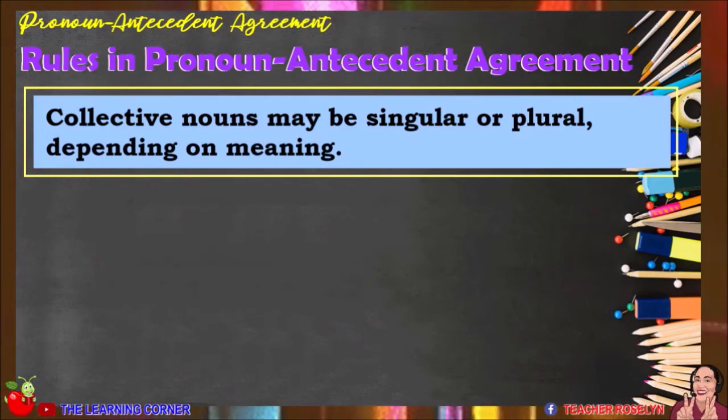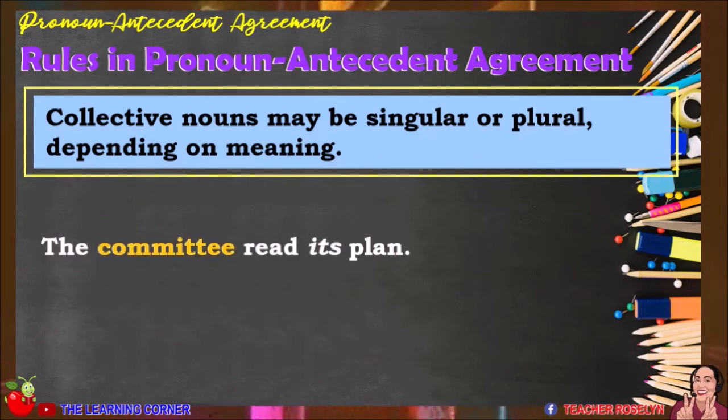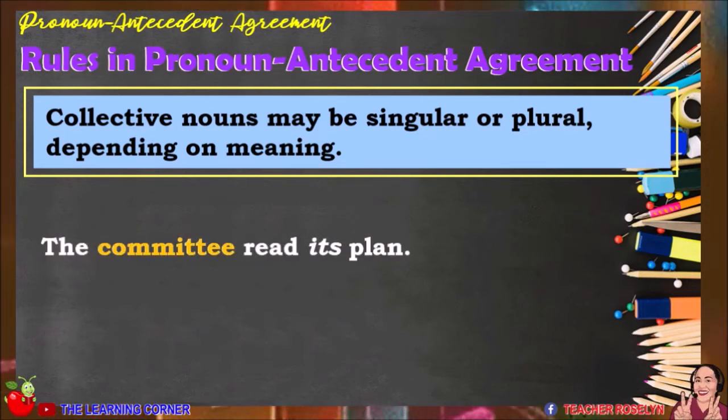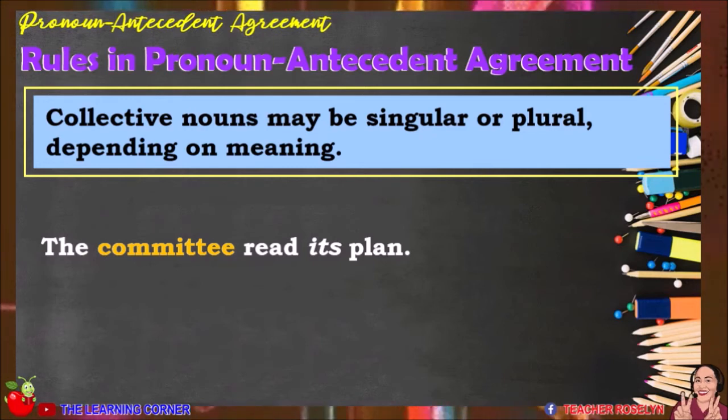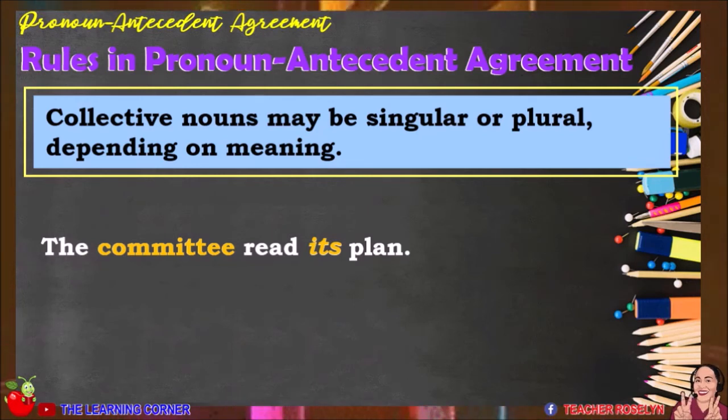Collective nouns may be singular or plural, depending on their meaning. For example, the committee is acting as one unit. Therefore, we will use the pronoun its. The committee read its plan.